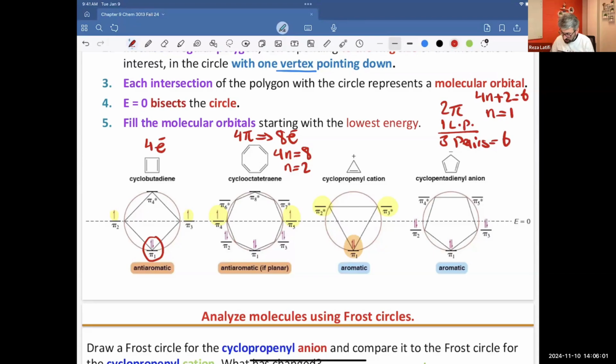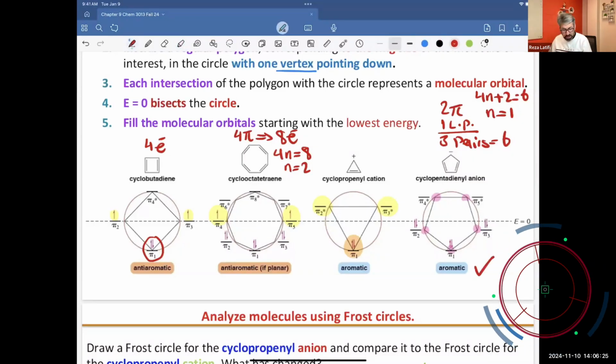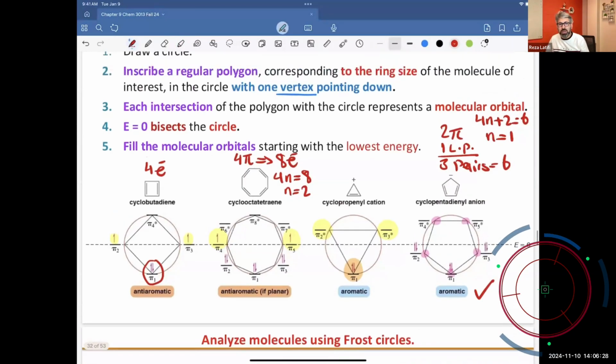Let's prove it. We have 5 carbon atoms. So I go 1, 2, 3, 4, 5. Here you go. We have 5 pi orbitals, and 3 of them are fully occupied. 2 of them are empty. I don't have a singly occupied orbital. So this system is going to be aromatic. And as you see, it says it is aromatic. And this is going to be the end of this lecture.